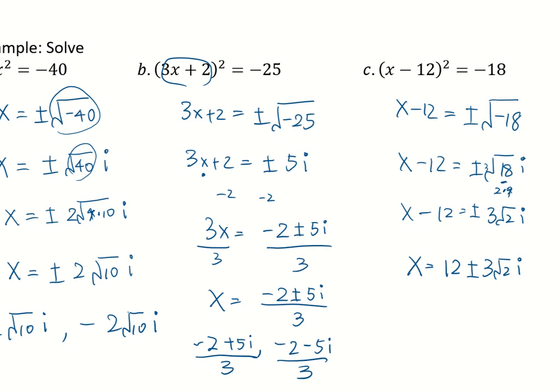So here we have two complex solutions. No real solutions here because we have i in the solution. So one is 12 plus 3 square root of 2i. The other one is 12 minus 3 square root of 2i.